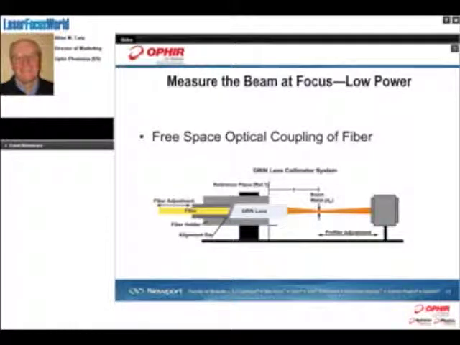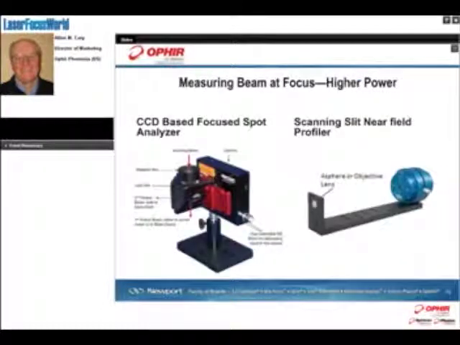Now, if you have a scanning slit profiler, you can actually know exactly where that measurement plane is to within several microns. And so you can find the waist very precisely. And because you're in a low power system, you're measuring it directly. You don't have any problems with having to figure out a way to attenuate that beam. Now, when we get to higher powers, we may have to do some additional things. There's a couple of approaches to that.